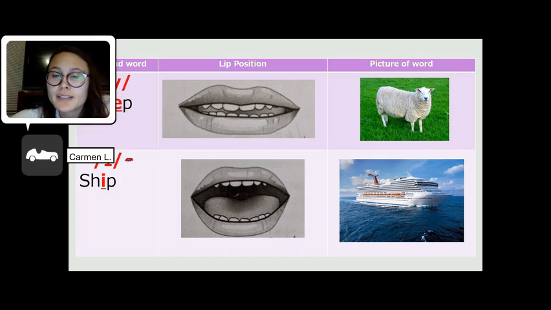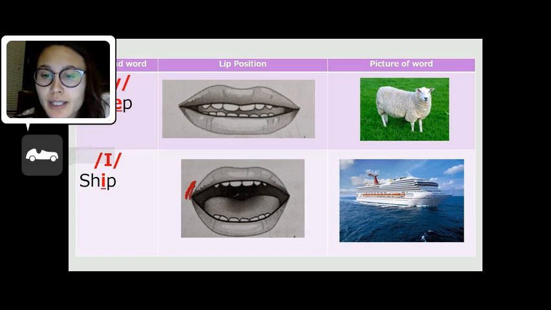Now we are going to practice saying the I sound. I want you to look at your lips in a mirror. So please pause this and find a mirror if you can. Remember that you want your lips to look like this picture. So go ahead and look at your lips in the mirror and repeat after me.